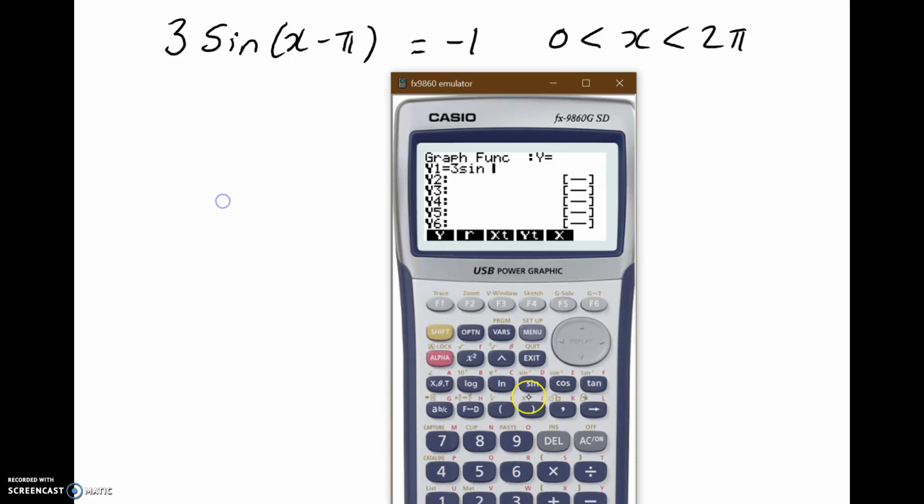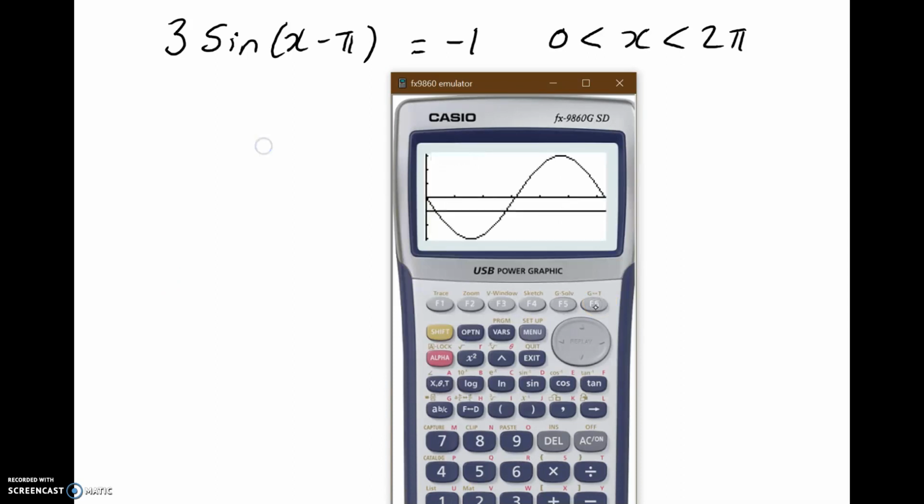So 3 sine bracket x is this button here, minus pi. Okay, and then enter. My second function is -1, which is the right hand side. Enter. Now let's draw these functions.